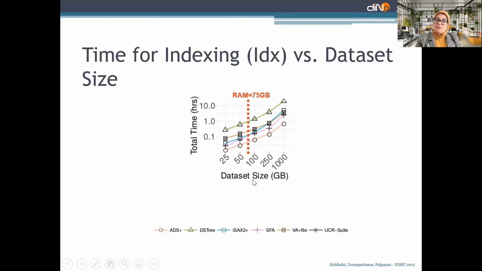In this plot, you can see on the x-axis the dataset size, on the y-axis the total time in hours. The red dotted line indicates the memory size. So all the datasets that are to the left fit in memory, and the ones that are to the right fit on disk. The methods that were compared are the ADS plus index, DS3, iSAX2+, SFA, an optimized skip sequential scan called the VA plus file, and an optimized sequential scan called the UCR suite. We can observe that ADS plus is the fastest across the board, and the DS3 index is the slowest to build.